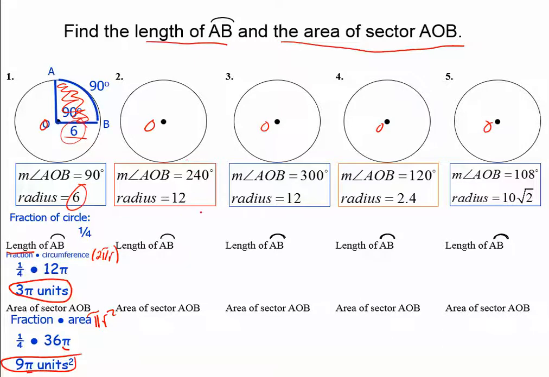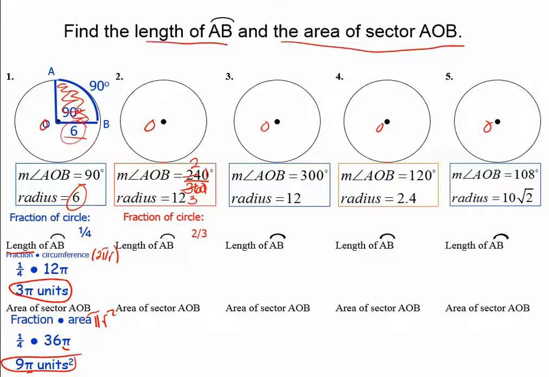Fractional part, 240 over 360. Can I reduce that? Well, my zeros cancel. Can I reduce 24 over 36? What number goes into both of those? I see a 12 in both of those. 12 goes into 24 2 times. 12 goes into 36 3 times. So I get a reduction down to 2/3. So the fraction of the circle is 2/3.